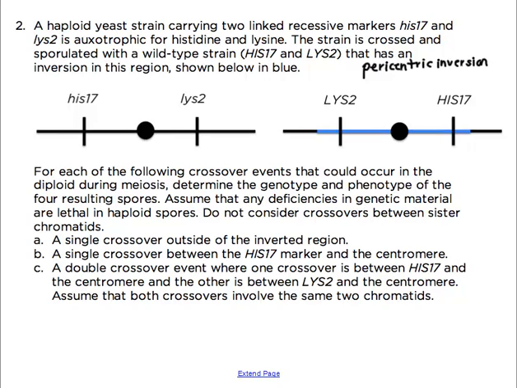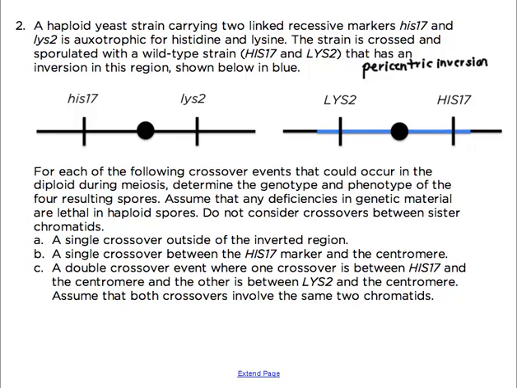For each of the following crossover events that could occur in the diploid during meiosis, determine the genotype and phenotype of the 4 resulting spores. Assume that any deficiencies in genetic material are lethal in haploid spores. Do not consider crossovers between sister chromatids.